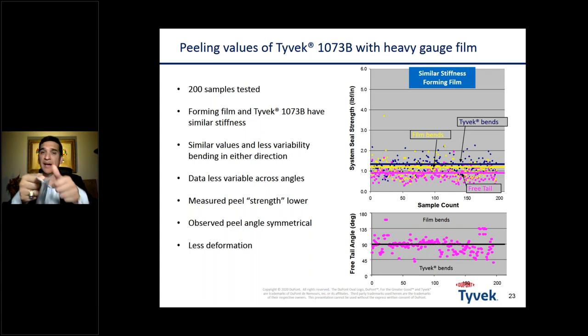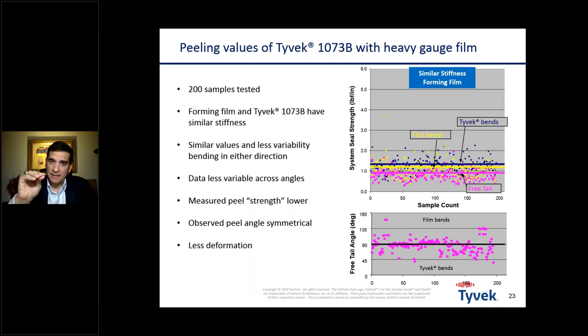So what happens is if I have two similar stiffness materials and I go to do a free tail pull, because one side is not any more stiff than the other, you're pretty much going to have a 90 degree tail. Where this one, because one is more stiff, you can see how it comes up. You can see that tail angle is different. But if they were similar stiffness materials, they would not vary. They would be 90, and that shows in the bottom chart that you're seeing on your screen.